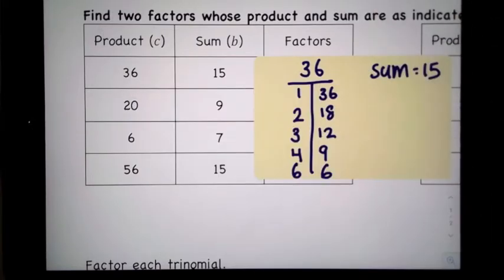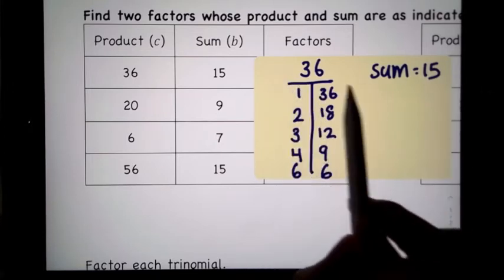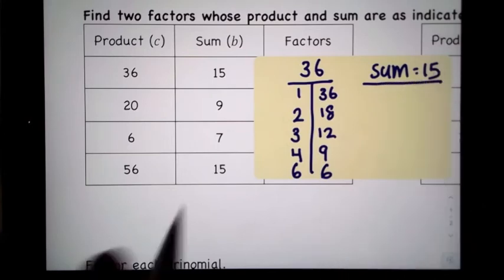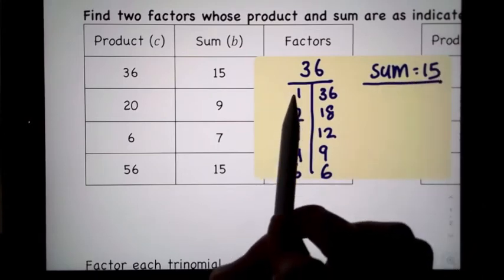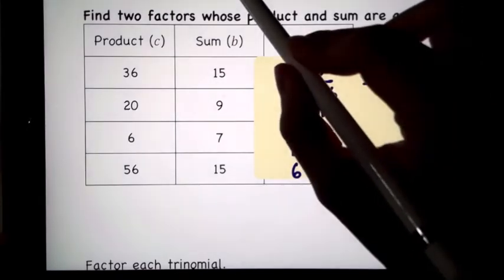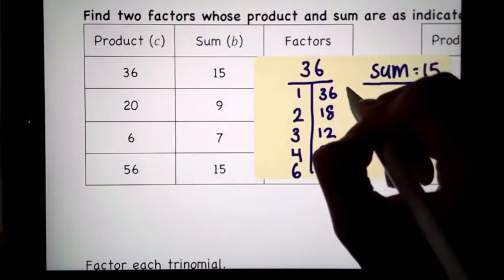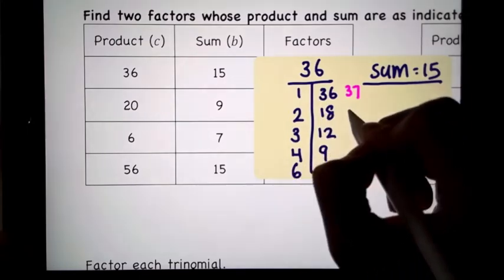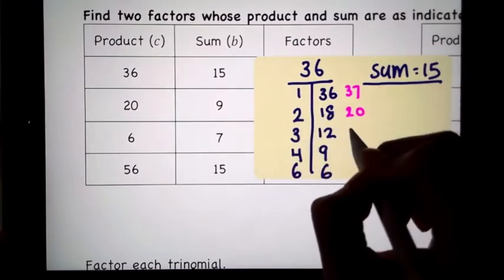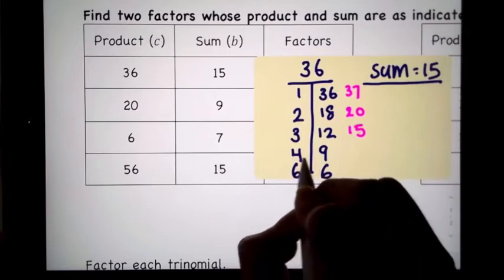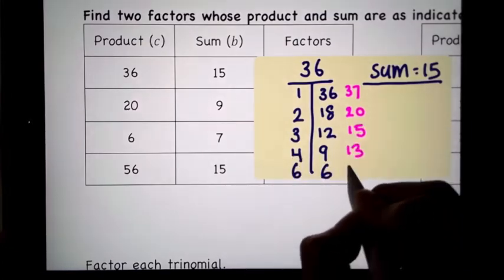You can just use that table, or you can create a factor table. So I'm looking for two numbers that make 15. So look, guys, 1 and 36, what do you get? You get 37. From here, you get 2 and 18, you get 20. 3 and 12, you get 15. Right? So we already got the answer.